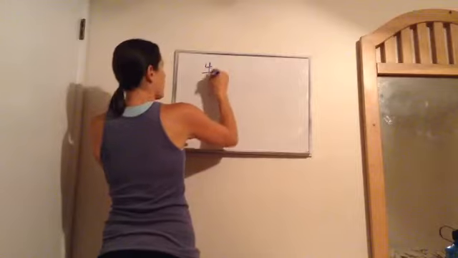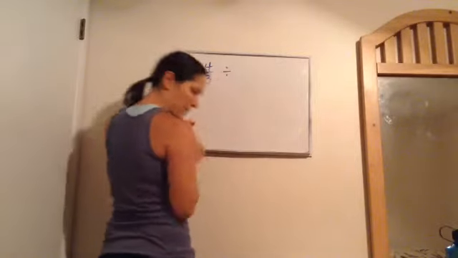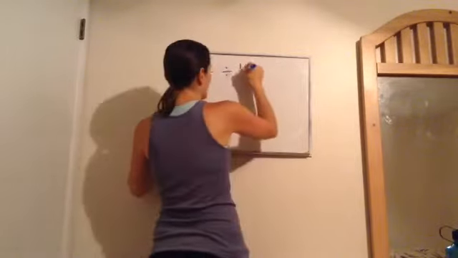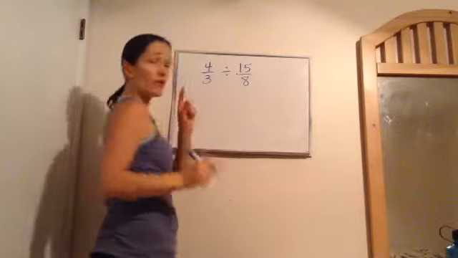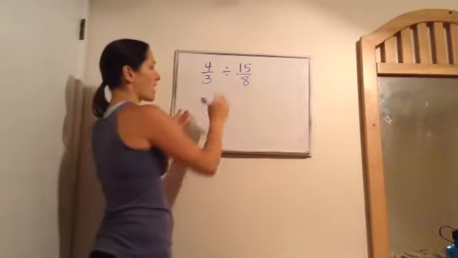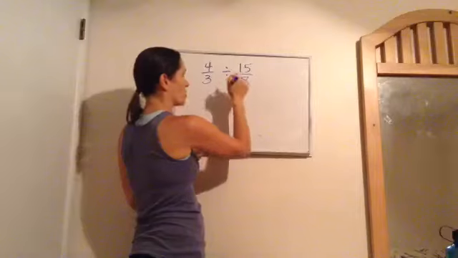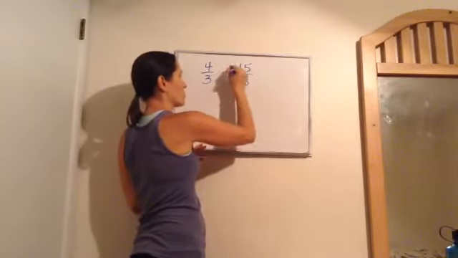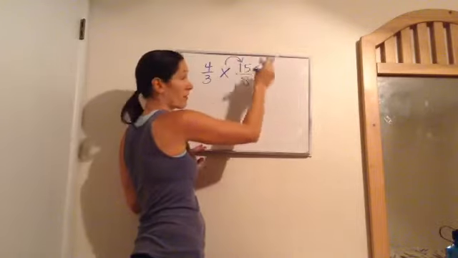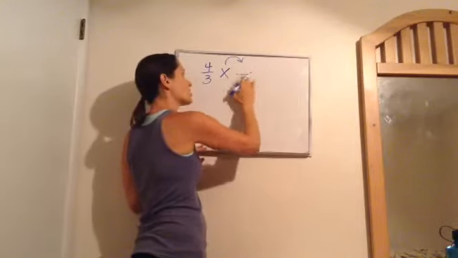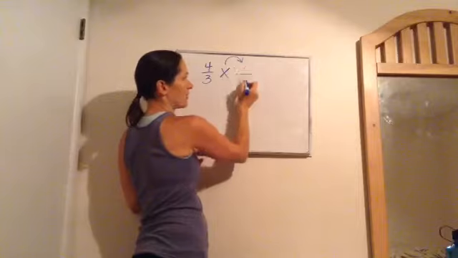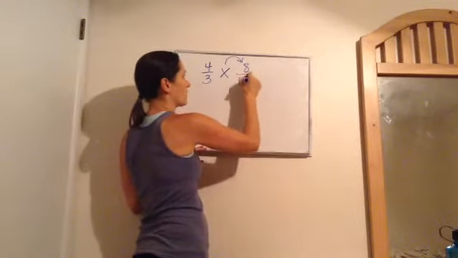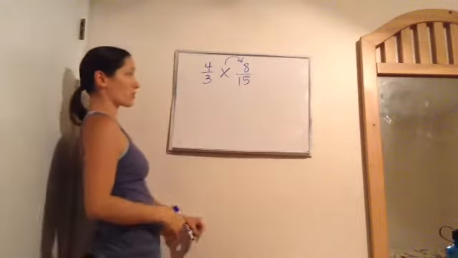What about this one? 4/3 divided by 15 over 8. Now, hopefully you remember from years before that you cannot divide a fraction. You have to multiply. But if I change this division to a multiplication, then the fraction to the right changes to its reciprocal. So this said 15/8, I'm going to make it 8 over 15. Hopefully you remember those rules.